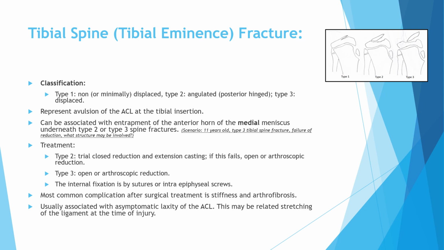The treatment for type 2 is usually closed reduction and casting in extension. If this fails, you can do open or arthroscopic reduction. However, most cases of type 2 can be treated with closed reduction and cast in extension. Usually once you put the limb in extension or a little bit of hyperextension, this anterior opening will close, and then you can cast the patient. Type 3 is the one that needs reduction, either open or arthroscopic, and the method of fixation is going to be either sutures or screws. However, the screw has to stop before the physis.